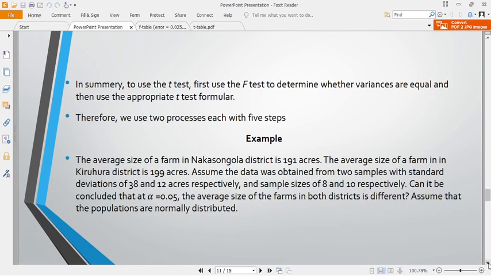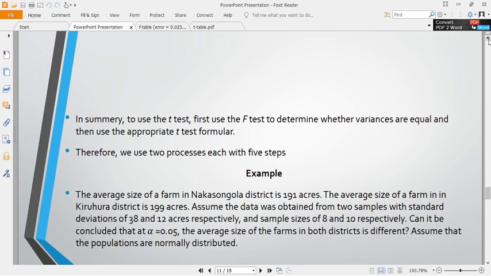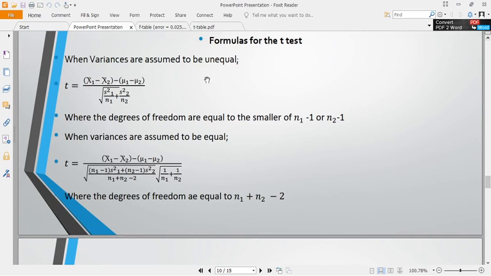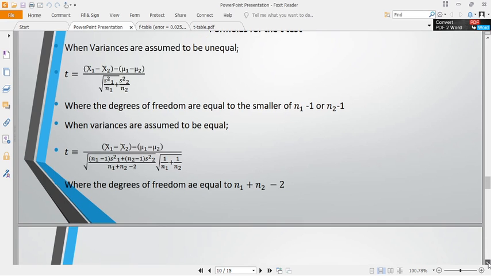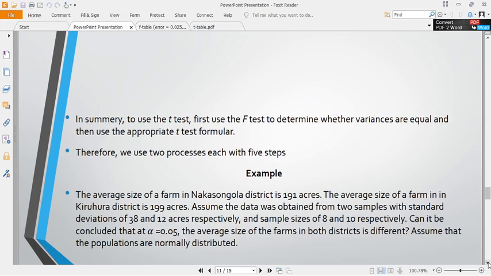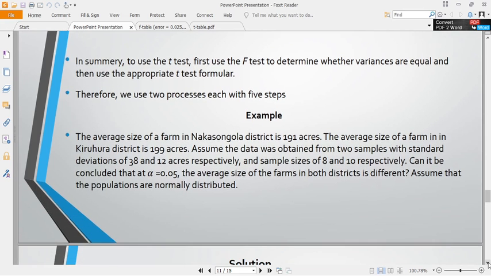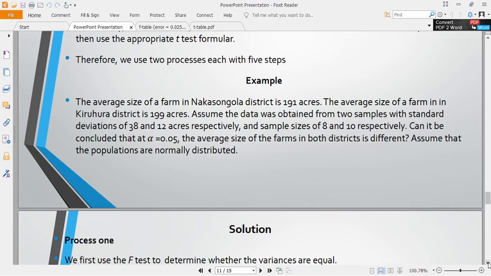So in summary, to use the t-test, we first use the F-test to determine whether the variances are equal, and then we use the appropriate test value. Remember, when the variances are equal, we use the first formula to get the test value, and when they are not equal, we use the second formula. All these are now familiar to you. These are sample means, population means, variances, or standard deviations. So there are two processes, each with the 5 steps that we've been listing.